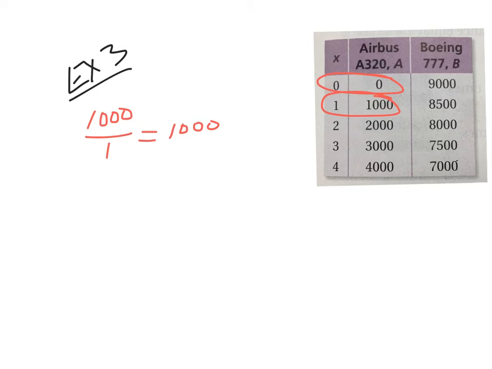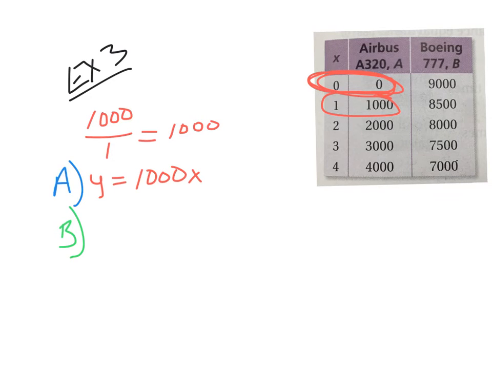And you can see, where does this line start? So you know my y-intercept is 0. So the equation for Airbus A is y equals 1,000x plus 0. You can just leave off the plus 0. That makes sense? Yes. So this is Airbus A.